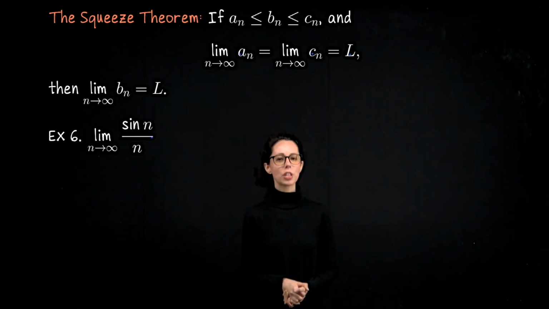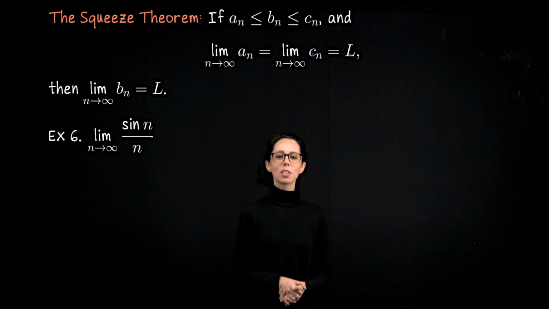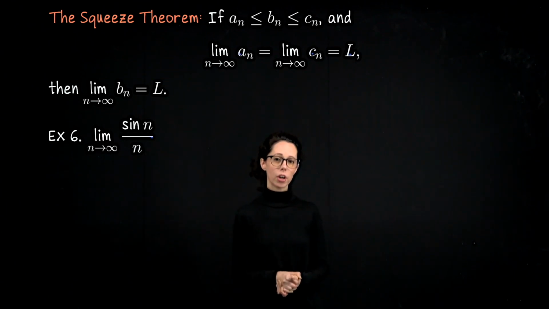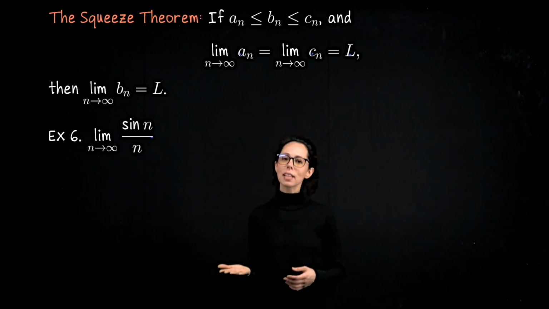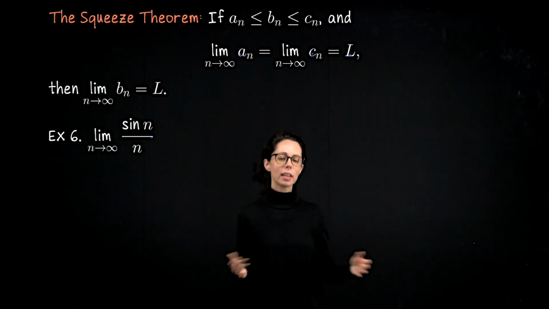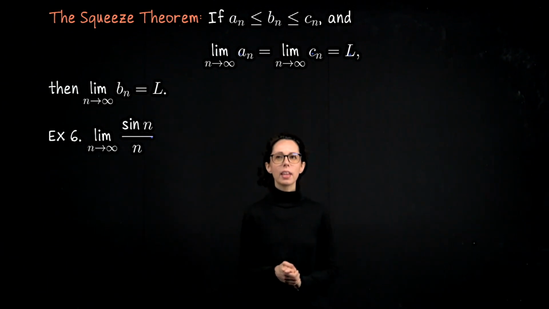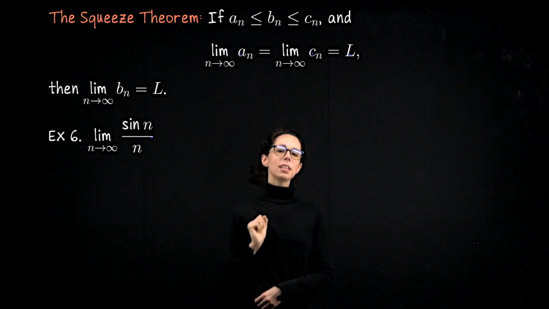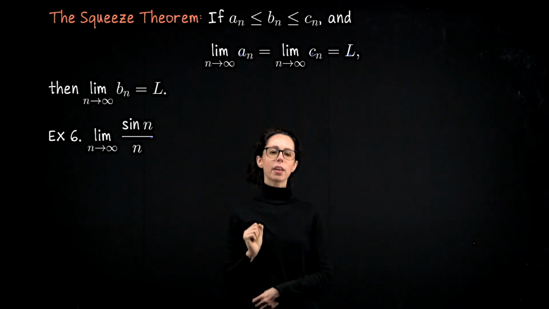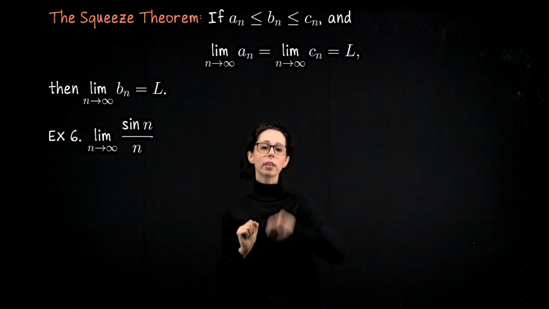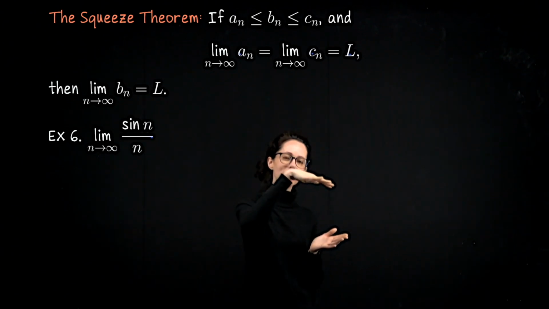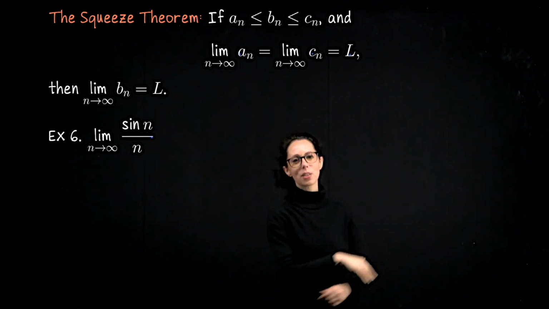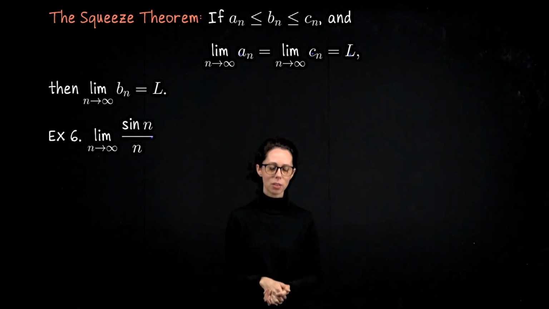The next theorem is a useful result called the Squeeze Theorem. Suppose that we would like to analyze the sequence Bn, and we know the behavior of two other sequences, An and Cn. It so happens that An is less than or equal to Bn is less than or equal to Cn for all indices n. Then if An and Cn tend to the same limit, the limit as n goes to infinity for both of these sequences is the real number L, then Bn has to also go to L because it's being squeezed between these two sequences. So if they're tending to L, Bn has to tend to L as well.